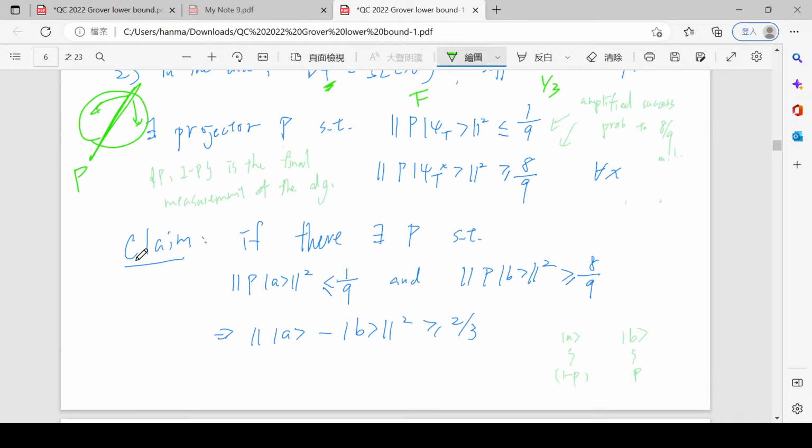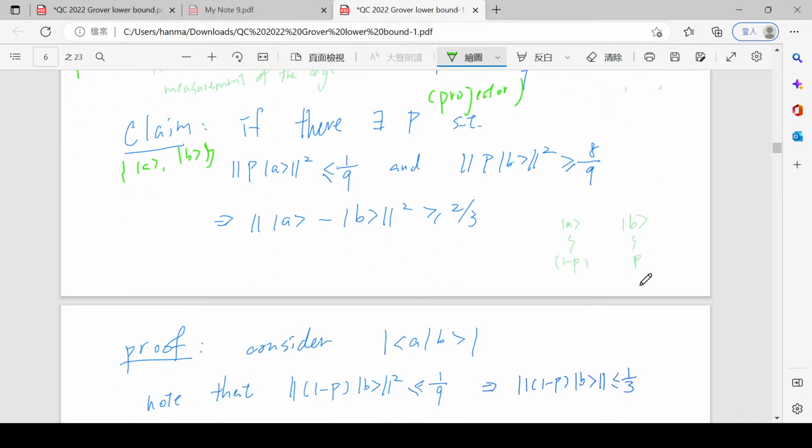And now we have our claim. We write everything we want into this claim, so this is very general. It is a claim on any two states A and B. We say if there is a projector P that separates them in this way, so that A projected on P, squared, is less than 1/9 and B projected on P, squared, is bigger than 8/9, then the distance A minus B, squared, is at least 2/3.